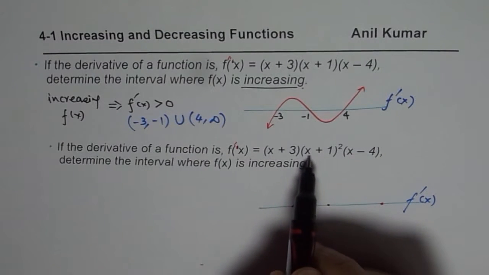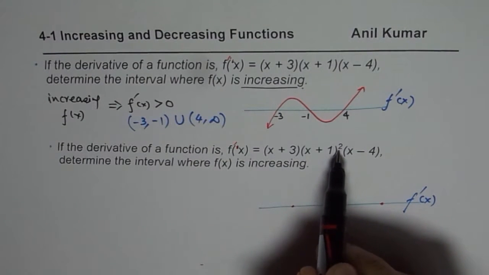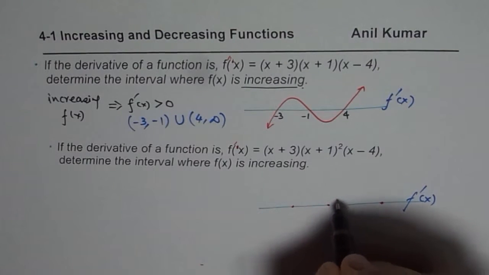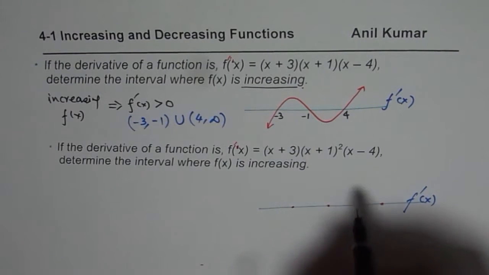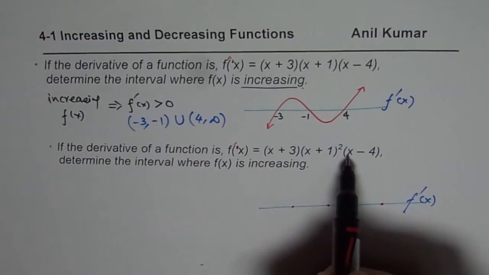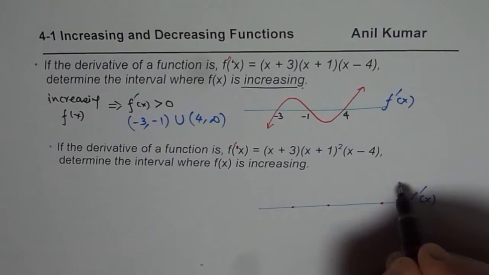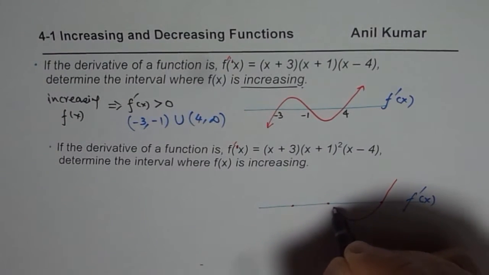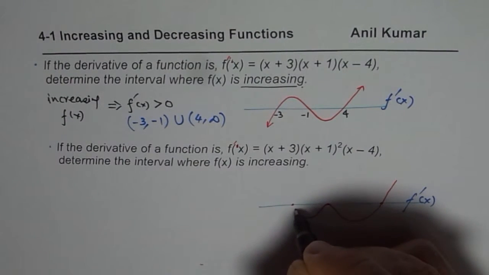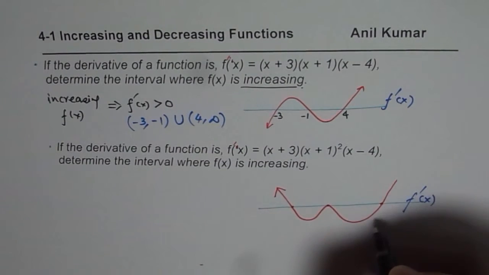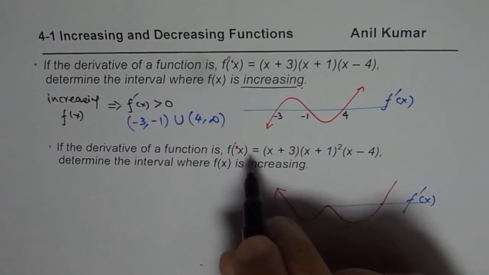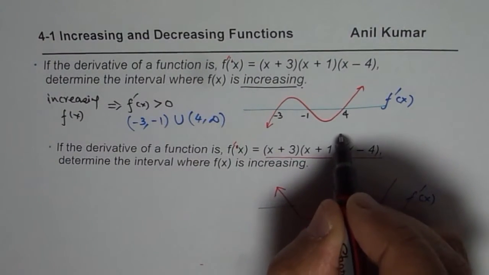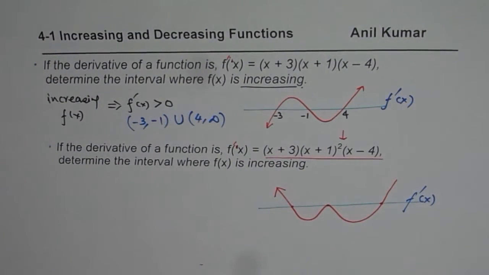However, the zero at minus 1 is of order 2, so it will not cross the line. It has to reflect there, turn. That's a turning point. Since the leading coefficient is positive, the graph will be right side up. So it goes like this, turns, bounces back, and then turns. You get an idea. That's the kind of graph we are going to get for this function because of this degree 2 factor. That bounce is because of that.